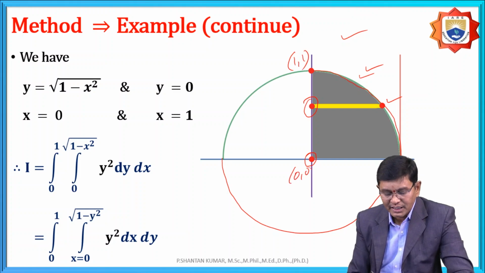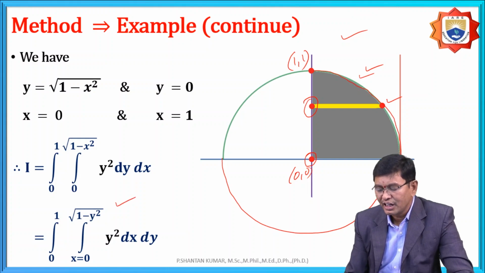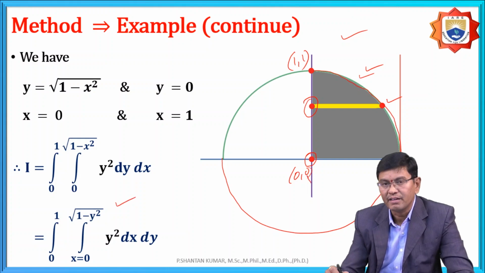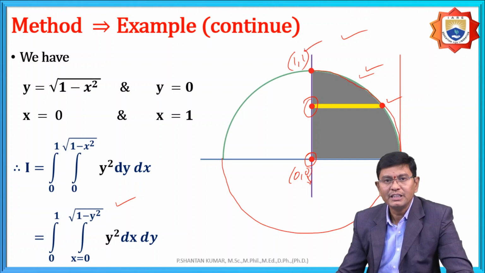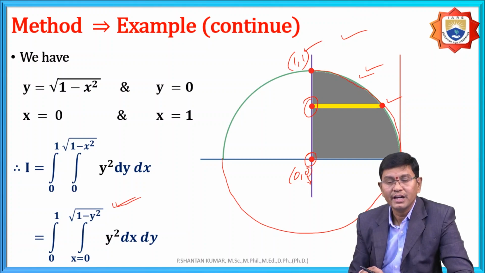And here it is: x limits are 0 to root of 1 minus y square, and automatically the y limits are y equal to 0 and y equal to 1. And based upon this, we need to find such type of limits. Now our concept is to find the integration.